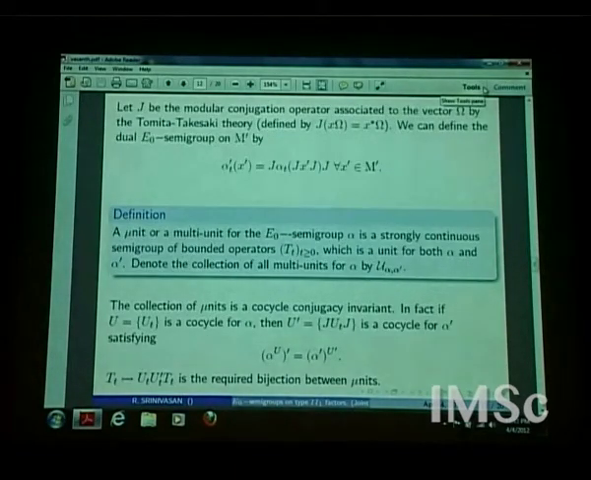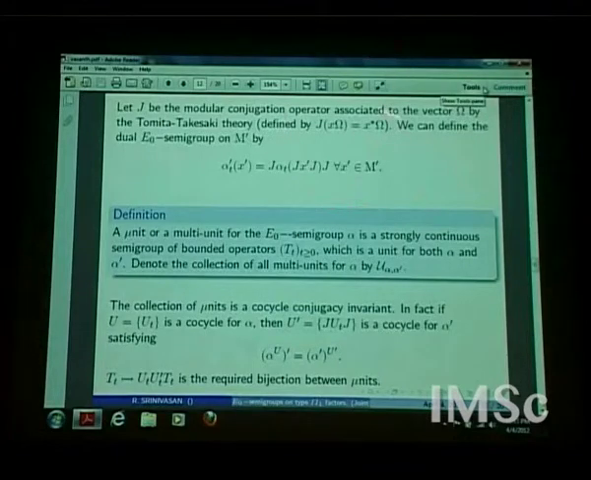I will come back to units and gauge cocycles again. But before that, I want to define a dual E0 semigroup. Given M, a II₁ factor sitting inside B(H), where H is our L²(M), I want to define it as the commutant. There is a natural way of doing it.